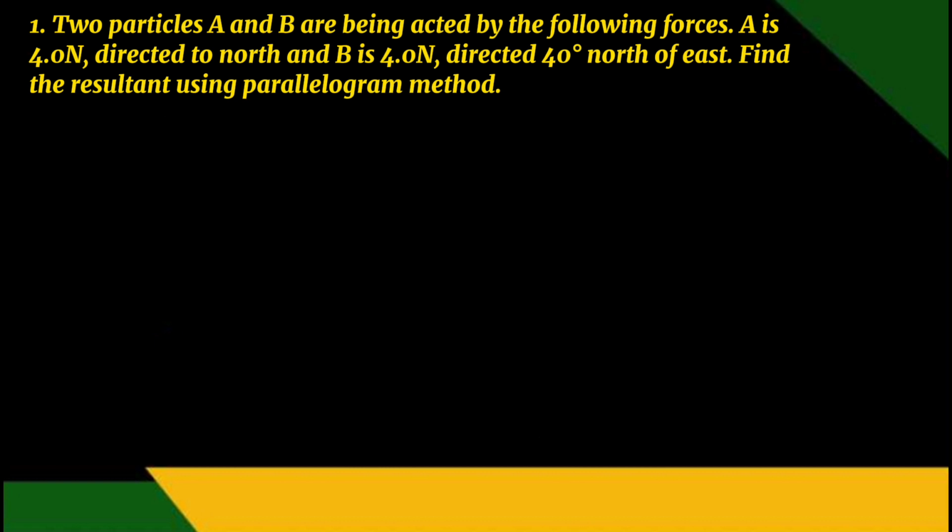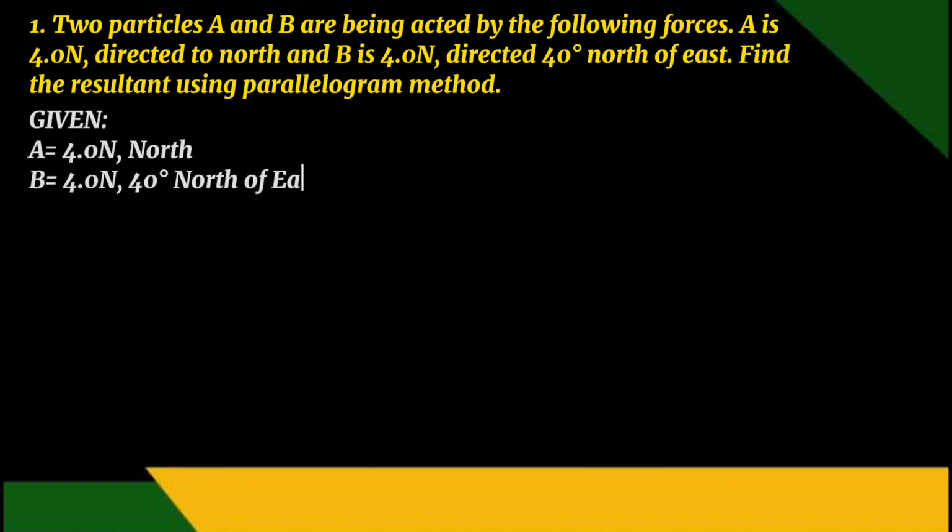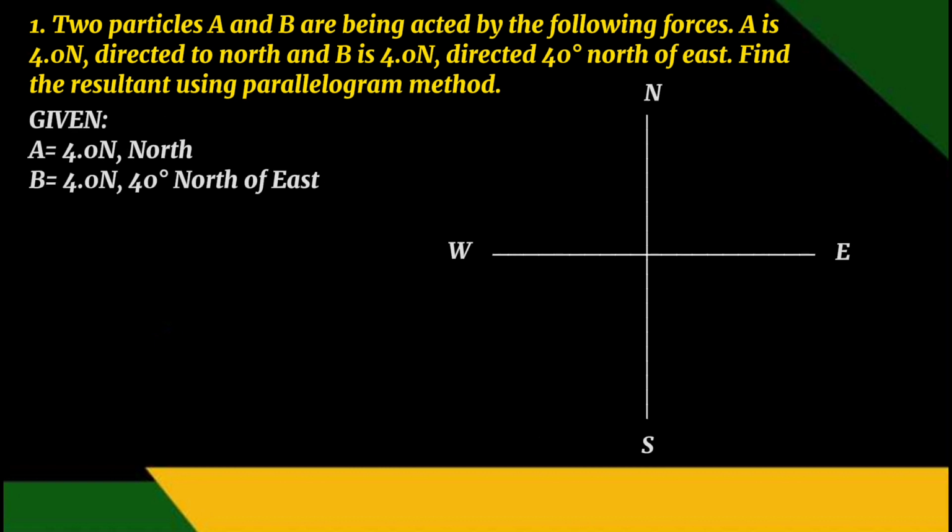Our first step will be writing the given. Now let's graph using the scale of 1 centimeter per 1 Newton. Let's plot vector A, which is 4 centimeters directed to the north. Then plot vector B, which is 4 centimeters directed 40 degrees north of east.